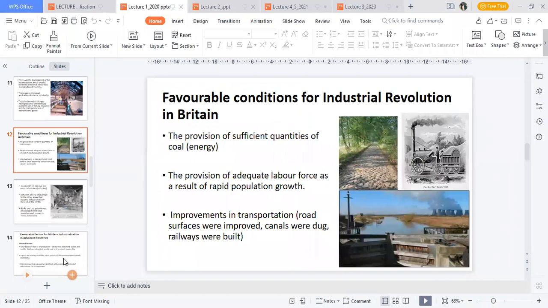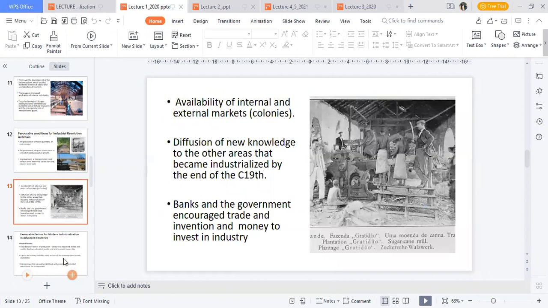Okay, favorable conditions for the industrial revolution in Britain. So what actually provided or gingered the industrial revolution in Britain, or not only Britain, in other advanced countries? There was adequate labor. Labor is a must. I mean, you can't do production without labor. There was sufficient quantities of energy supply. Energy supply has got to do with either coal or electrical energy. There was an improvement in transportation. There was availability of markets.